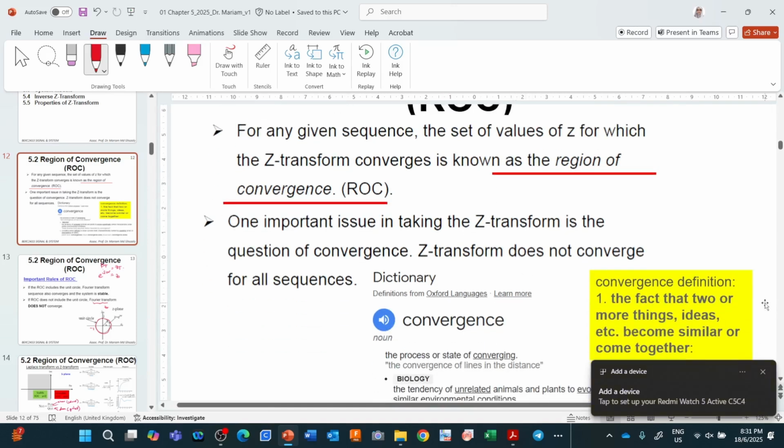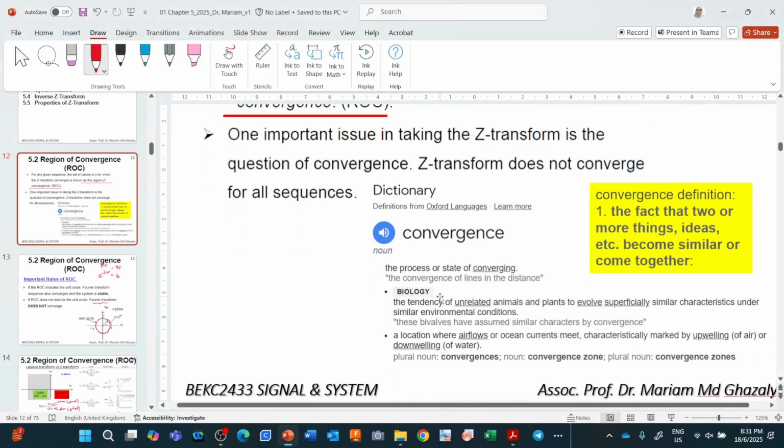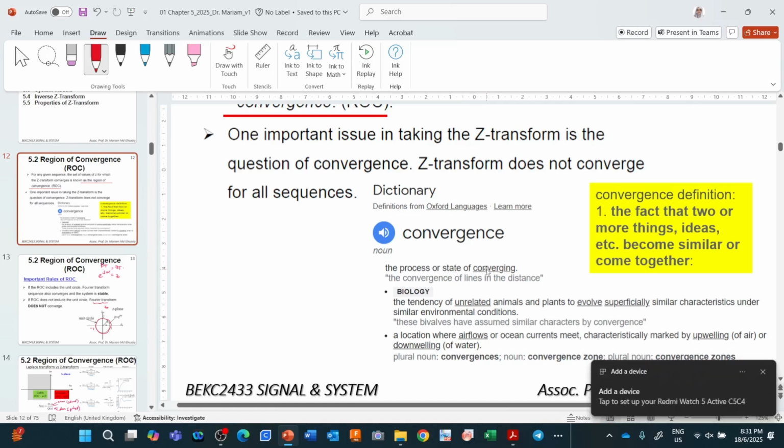Okay, if you look at the Oxford dictionary explanation, convergence means the process of converging. So if you are driving your car, what does it mean to converge? If you have two lanes and they converge, accident? No, converge means merge. Converge doesn't mean accident. Converge means that it merges, or later it will overlap, merge together, right?